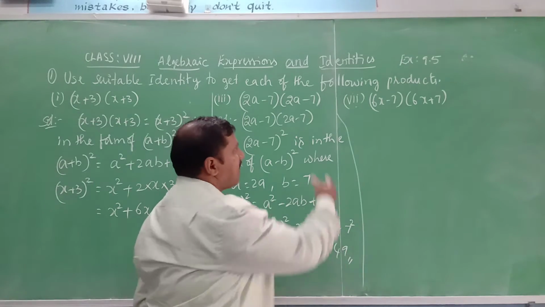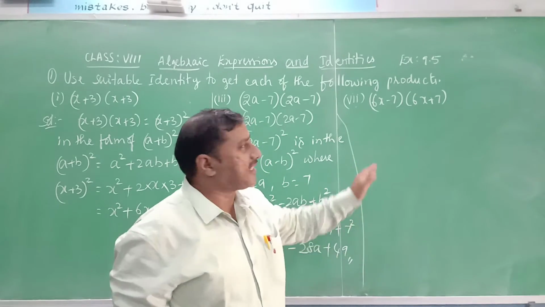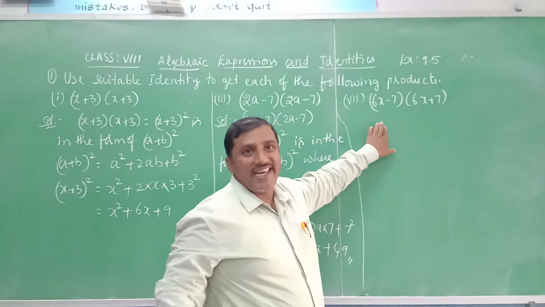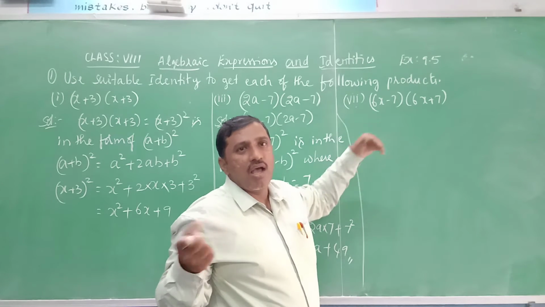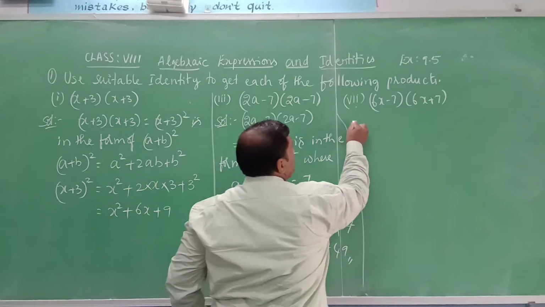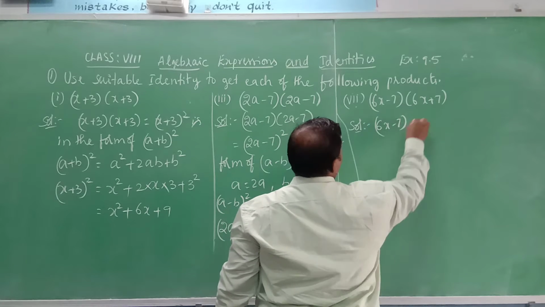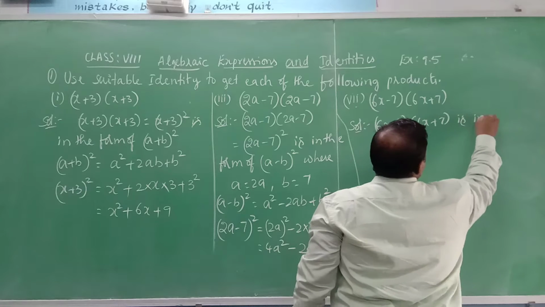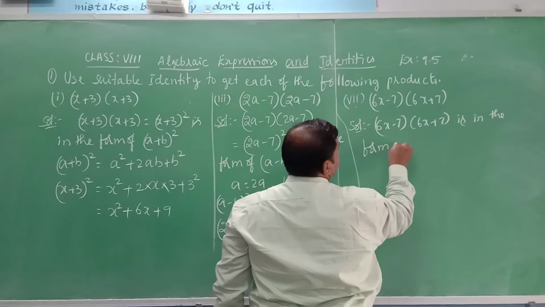Now see this seventh one, (6x minus 7) into (6x plus 7). If you observe this, it is in which form? Yes, the third identity. We have (a plus b) into (a minus b), or (a minus b) into (a plus b), is equal to a square minus b square. See, observe here, (6x minus 7) into (6x plus 7) is in the form of what?